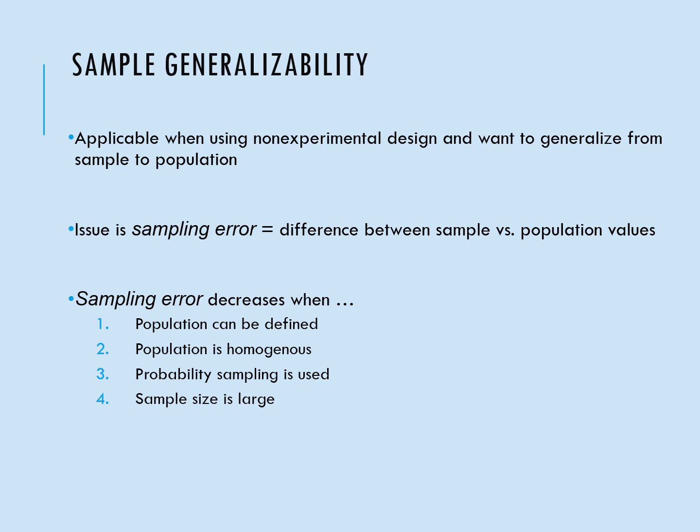So let's go over that a little bit again. So you know exactly who your population is from the sample to the population. You can define it well. The population is homogeneous, so your sample that you pull out of that is going to be homogeneous as well. Probability sampling is used, so you're using true random sampling. And you're asking as many people to participate as possible, so your sample size is large. This is going to decrease the sampling error, which is going to increase your sample generalizability.